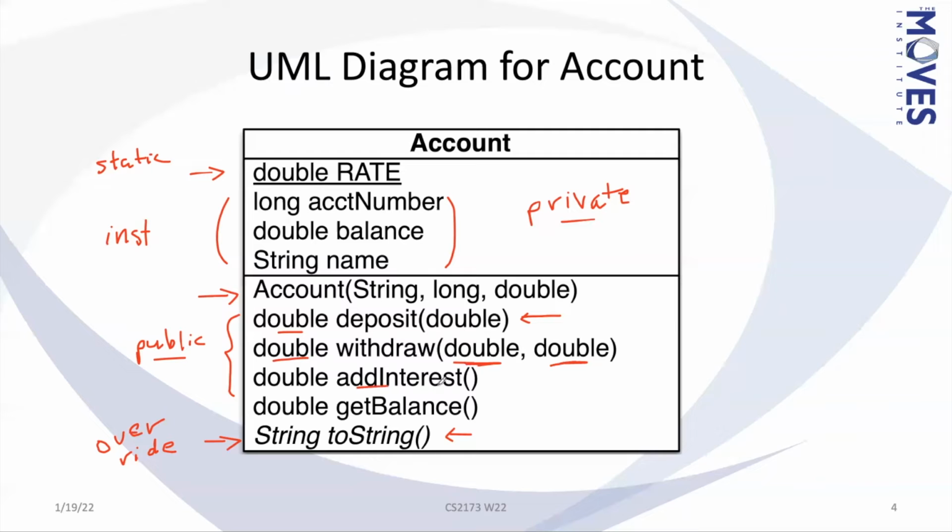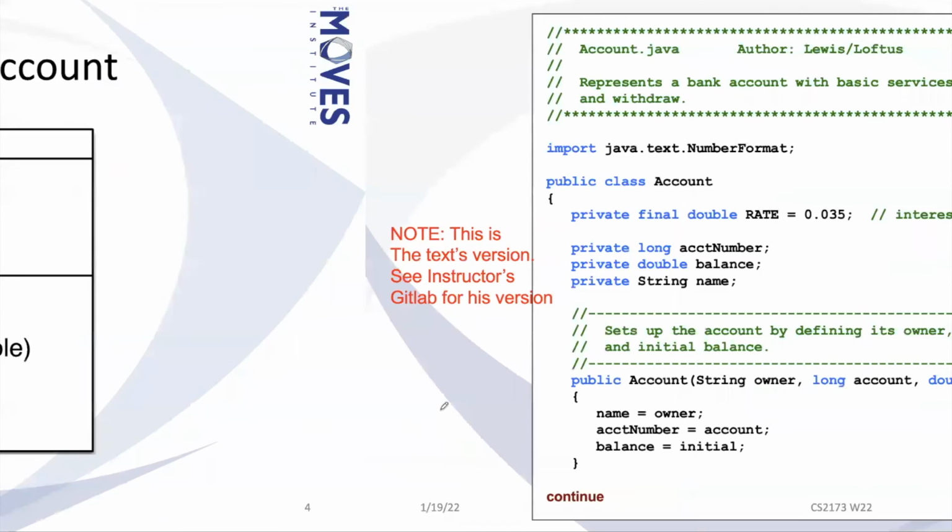Likewise, here we say we're going to add interest. There are no arguments because the interest is going to be dictated by this rate here, so we don't have to tell it anything. What that will do is take the current balance, add the rate in, and return the resulting balance. And then get balance is just going to be the getter for it.